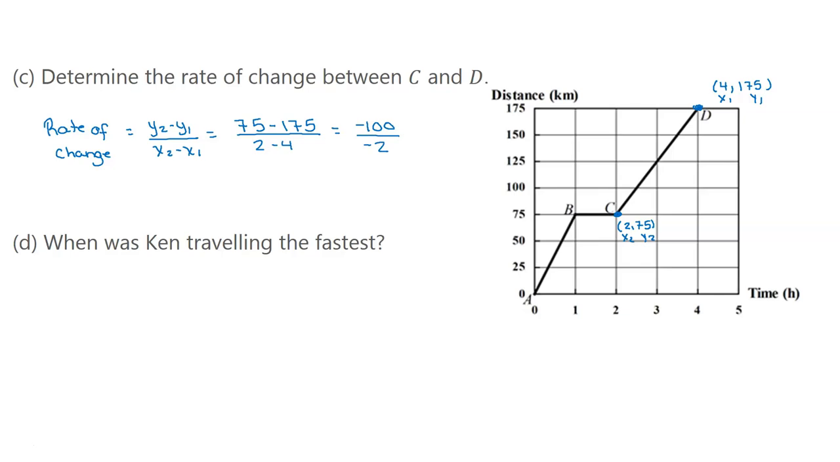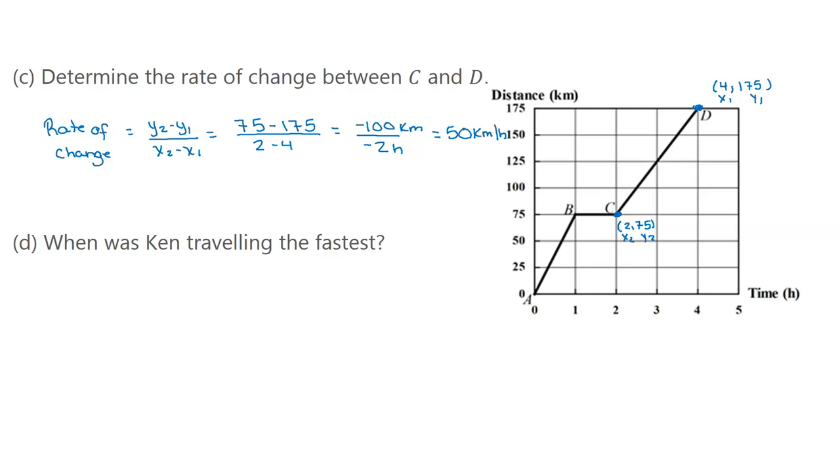So again, before I simplify this, let's add in the fact that the numerator represents the kilometers traveled and the denominator represents the time, number of hours. Now negative 100 divided by negative 2 is 50. So this works out to be 50 kilometers per hour.